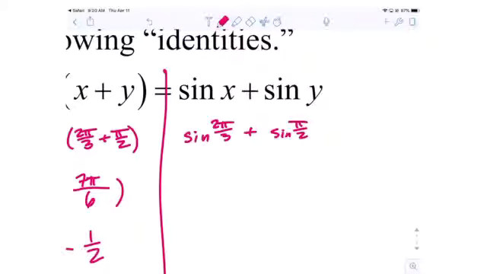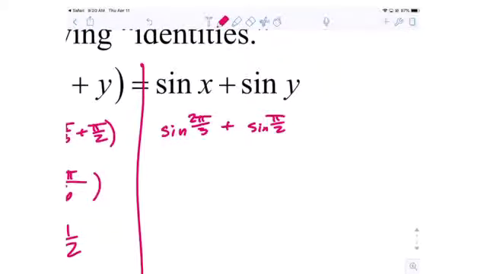Sine of 2 pi thirds is what? Square root of 3 halves.